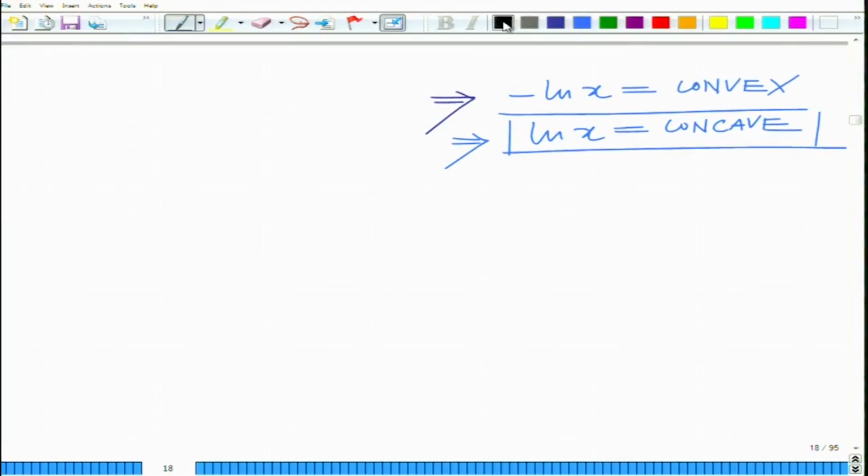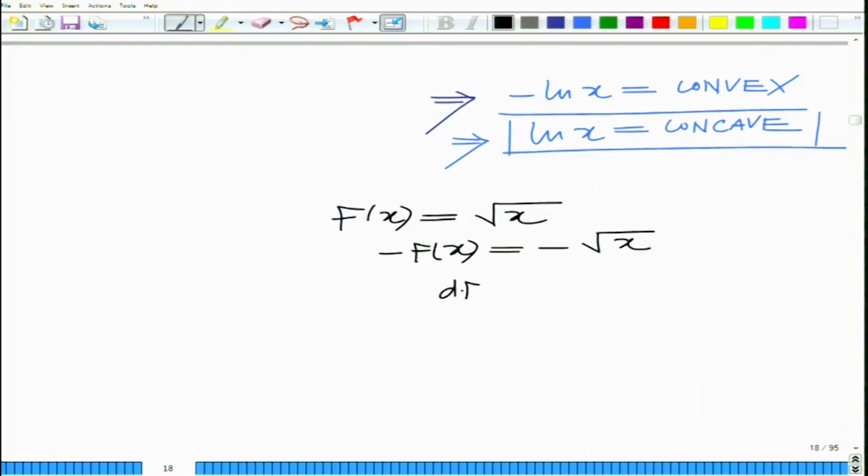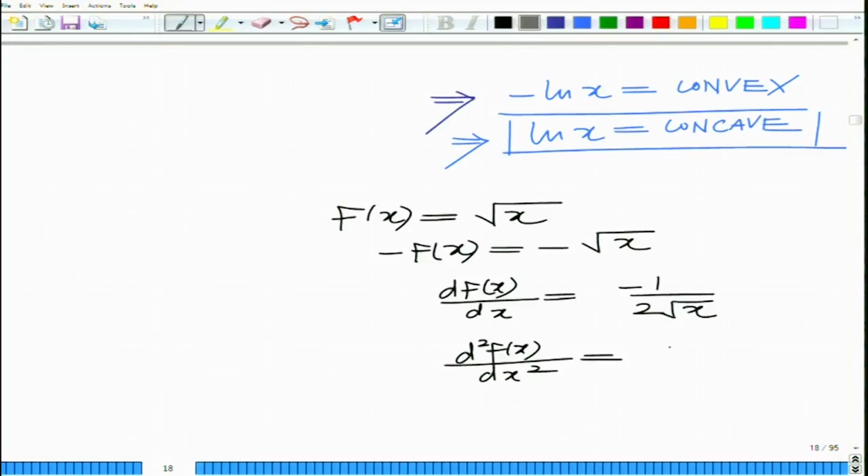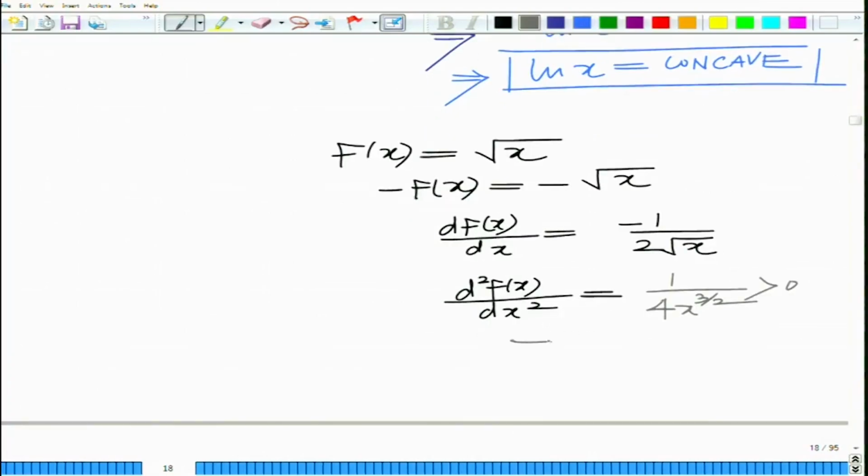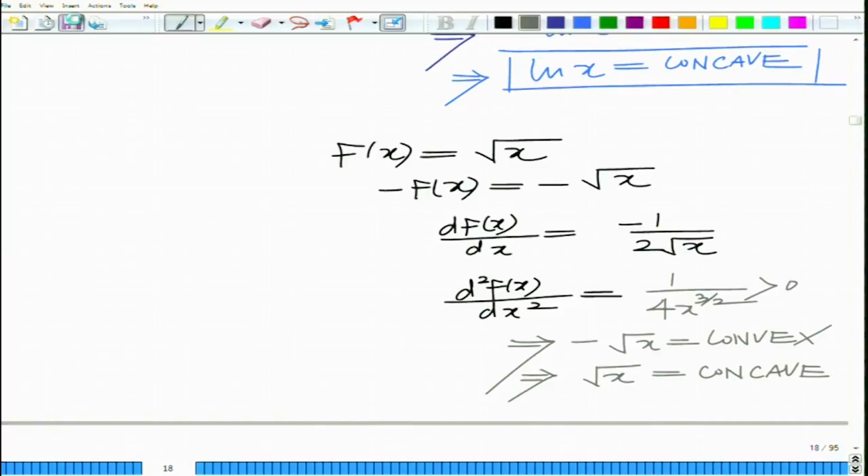Okay. Again, square root of x, f of x equals square root of x, minus f of x equals minus square root of x. df(x)/dx equals minus 1 over twice square root of x, and d square f(x)/dx square is equal to 1 over 4 x to the power of 3 by 2, which is greater than 0, implies minus square root of x is convex, implies square root of x is concave. Okay. And that is what we had seen yesterday.